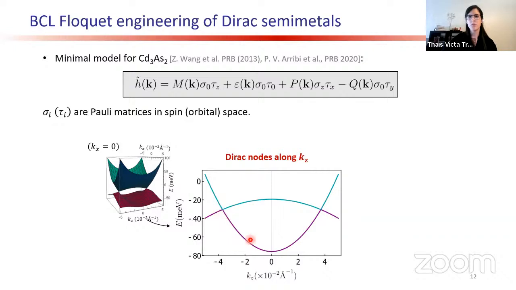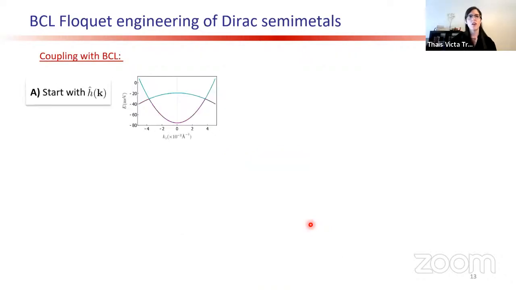Remember that in equilibrium, this system has inversion and time reversal symmetry, so each band that you see here is twofold degenerate, okay? Now we are ready to apply the light here and see what is the effect of this light on the band structure. So how our bicircular light is going to change this band structure and how it's going to change the electronic properties of the system. So let me show you step by step how this coupling works and how Floquet engineering of this system works.